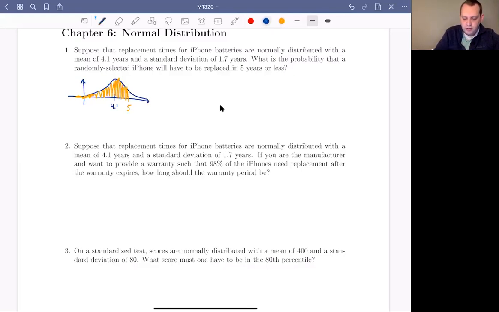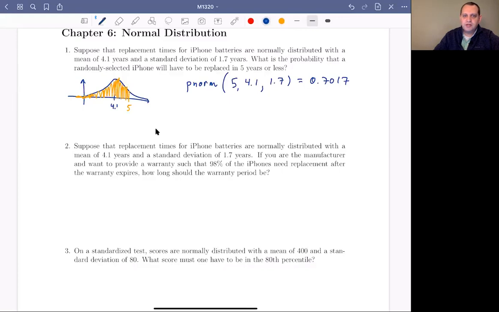If we're going to use R, the way that we would do this is a pnorm, because we're talking about the cumulative area up to a certain point. That certain point is 5. We're assuming that we have a model where the mean is 4.1 and the standard deviation is 1.7. If we type that into R, what we're going to get is 0.7017, let's just say to 4 decimal places. That's going to be the probability that a randomly selected iPhone battery will have to be replaced in 5 or fewer years. So about 70%.